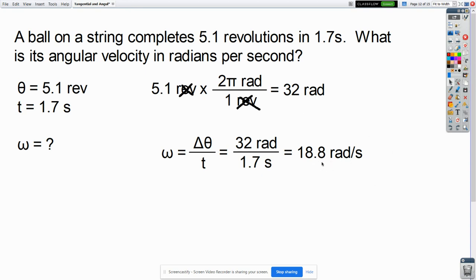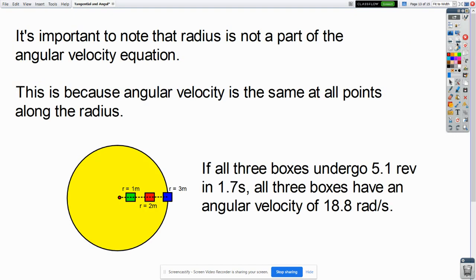Again, giving us an idea of how the angle changes. This does not tell us anything about the distance that it travels. It only tells us how much the angle changes, which brings up an interesting situation. Radius is not a part of the angular velocity equation. It's the change in angle over time. Because of this, we're going to see some interesting things happen when we start talking about different objects at different distances rotating together.